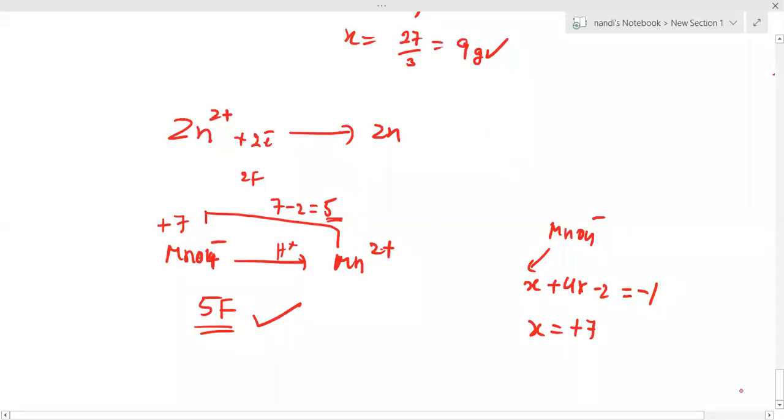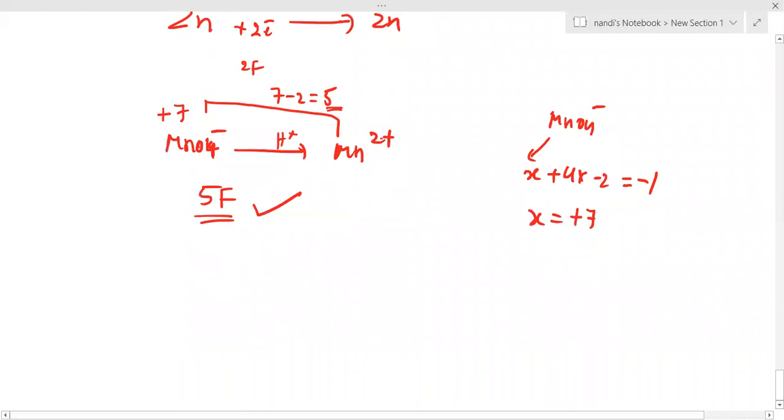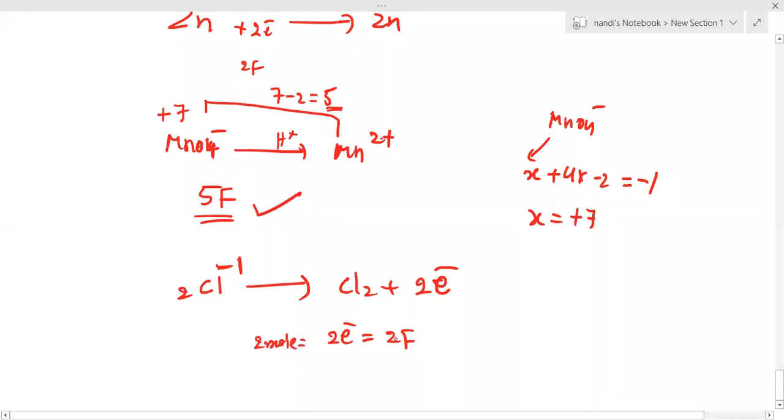With respect to gases also I am giving. Suppose chlorine: 2Cl minus, take it, sir. Cl2 plus 2 electrons, releasing 2 electrons. Each Cl is minus 1. So 2 Cl means 2 electrons, nothing but 2 Faradays, sir. 2 electrons is equal to 2 moles of electrons directly. Now, is this a gas? Cl2 is a gas.